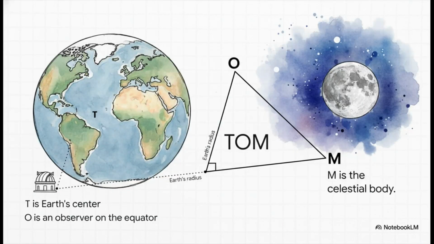So here is how we formalize this observation with geometry. We construct a right-angled triangle in space. As the diagram shows, the point T represents the center of the Earth, O represents the observer on the surface, say, at the equator, and M is the celestial body, the moon, for instance. The crucial part here is that we already know the length of the line segment from T to O. It's simply the radius of the Earth. This known length becomes our baseline.